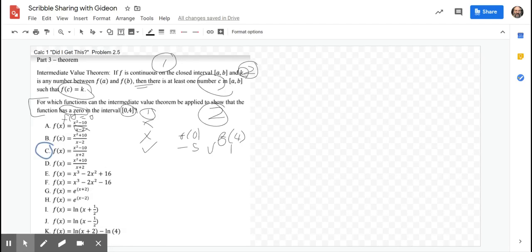Well, let's go for D, right? Same reasoning as C, we have nice continuity. This thing only messes up where x is -2, which is outside of our interval of concern. And then we just have to figure out f of 0, which is 10 over 2. That would be +5. And f of 4, 16 plus 10 is 26 over 6. 26 over 6, you know, 4 1/3.